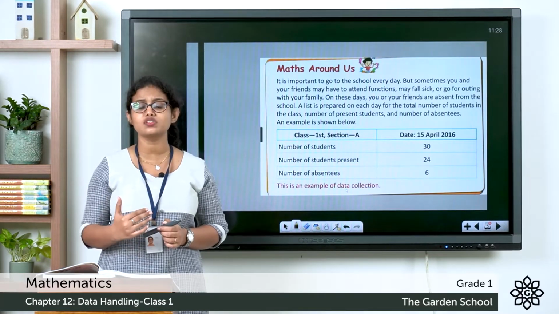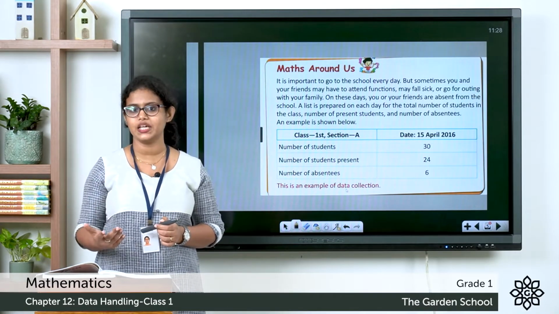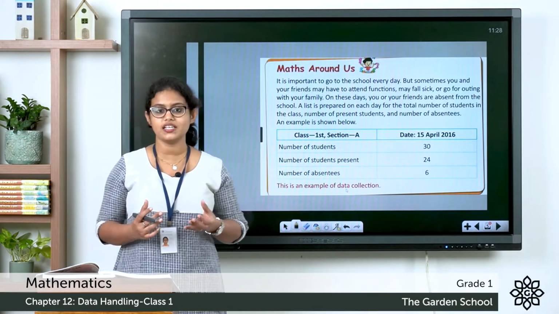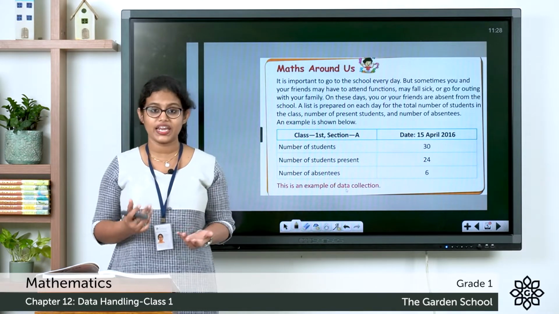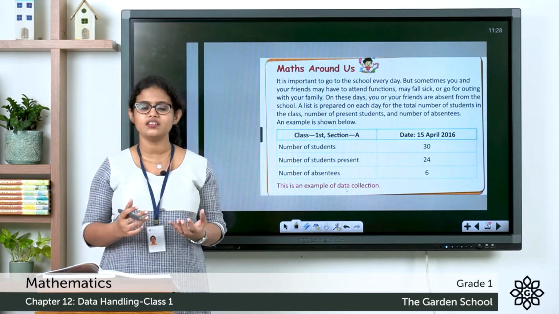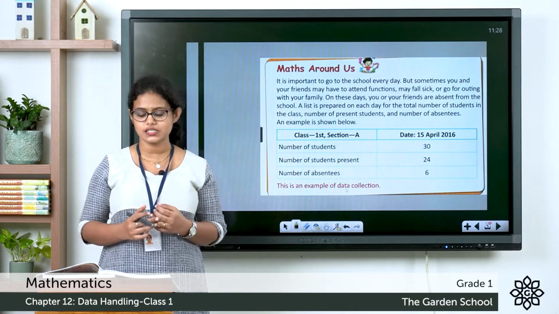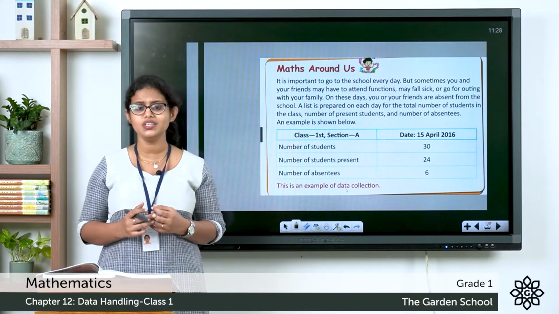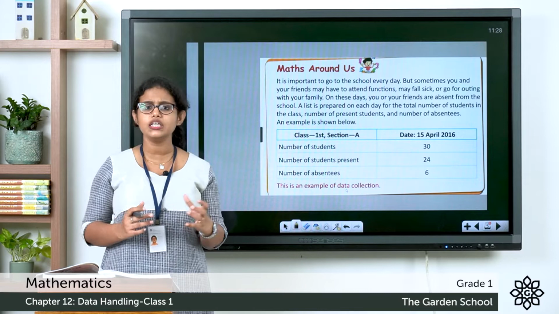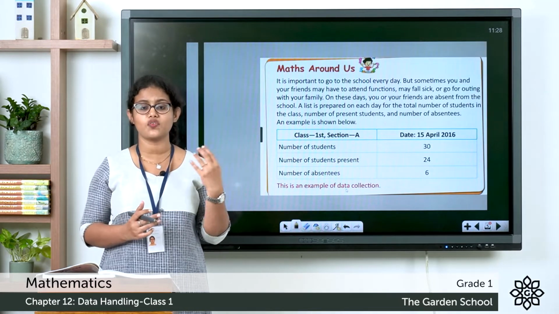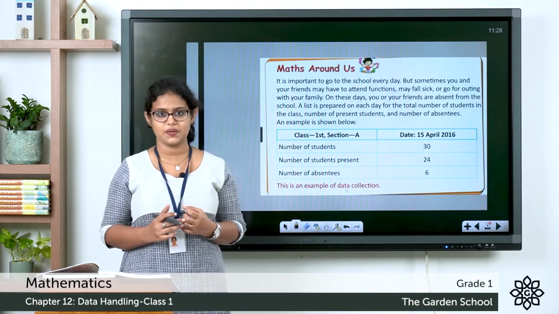It is very important for us to go to school. You all go to school every day. But some days you may be sick, or some days you go with your parents for functions like that. So you take leave on some days. During those days, in our school, a list is prepared, right? A list is prepared each day about the number of students who are present, the number of absentees, etc. Right?